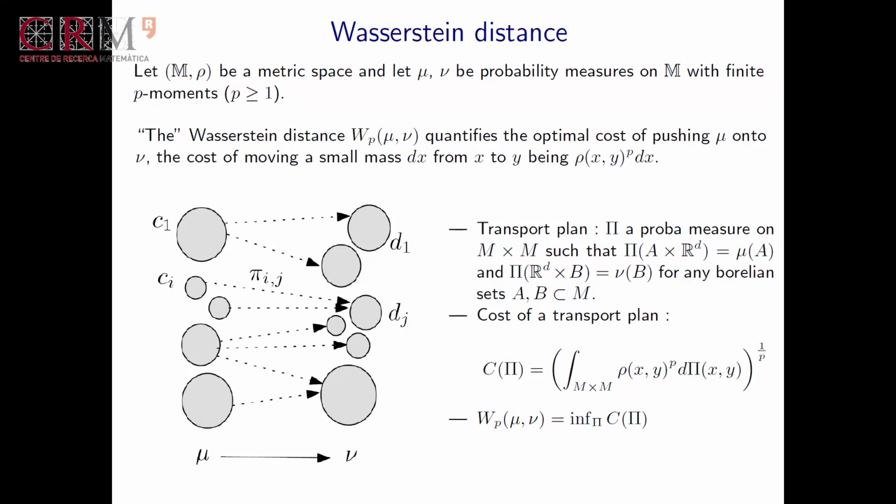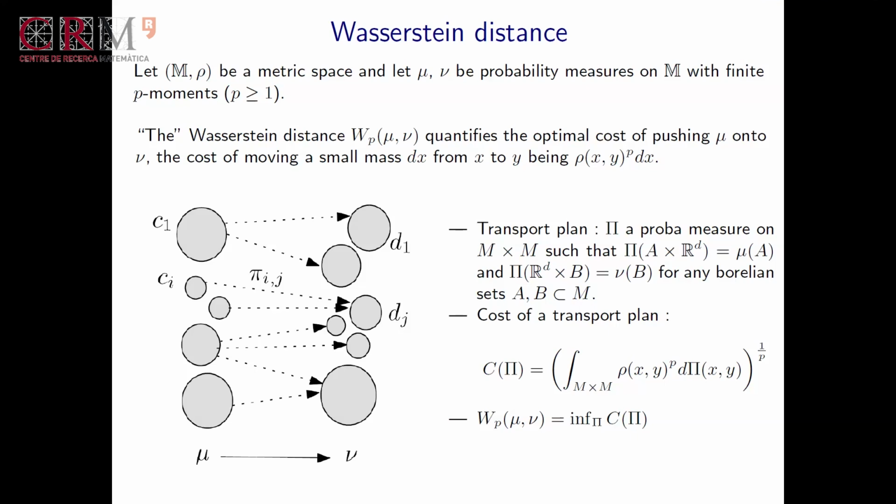Right? And then as I take a power p here to be homogeneous to the distance, I take one over p here. And what is called the Wasserstein distance between my measures mu and nu is just the infimum over all the possible transport plans of this cost.